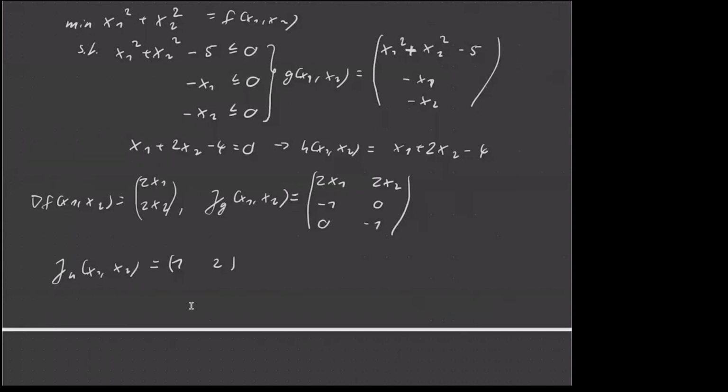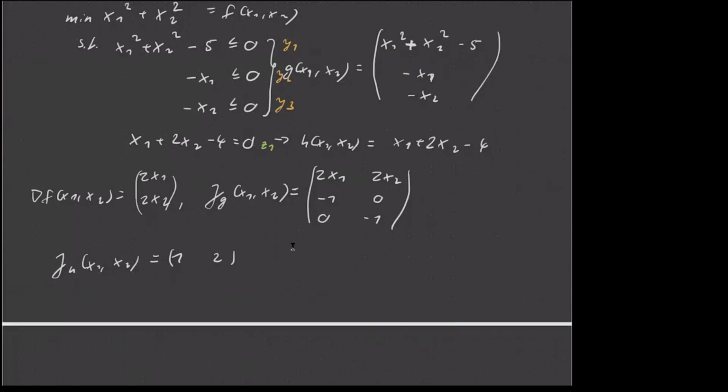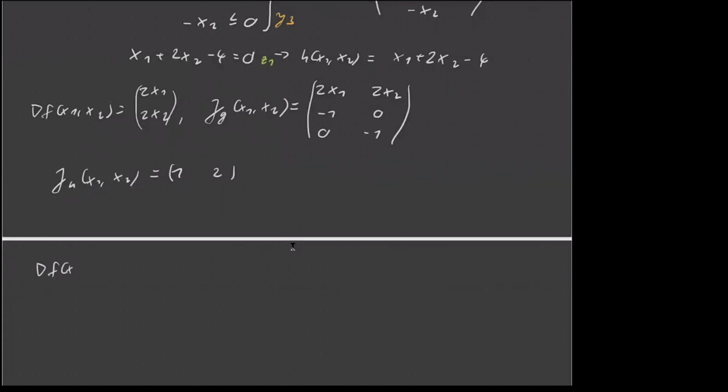Okay, so we're using multipliers. Again, for g, I'll use multipliers y1, y2, y3. And for h, I'll use a multiplier that I call z1. And with that, we can write down the KKT conditions. So remember, KKT conditions: the gradient of f plus the Jacobian of g transposed times the multiplier vector plus the Jacobian of h transposed times the multiplier vector is 0.